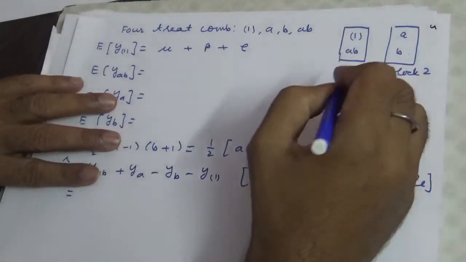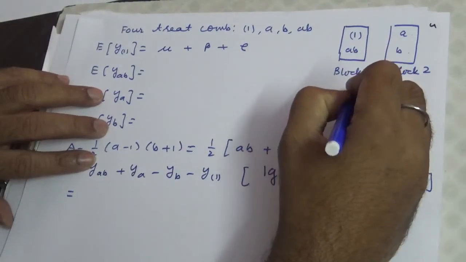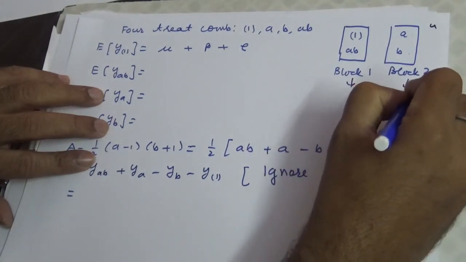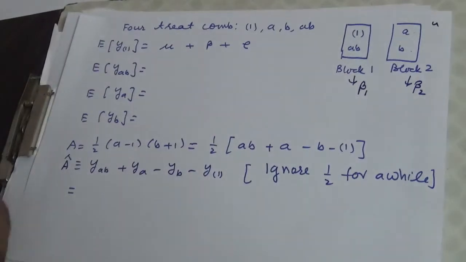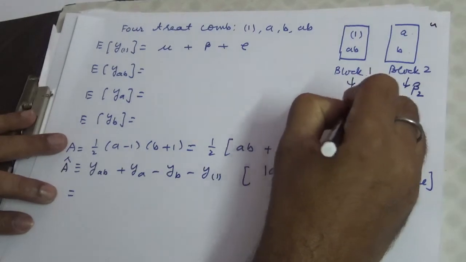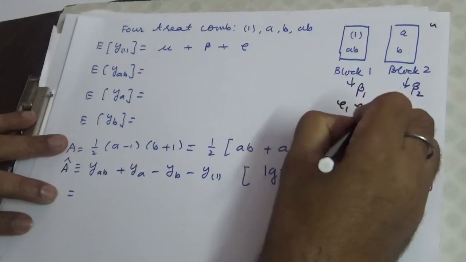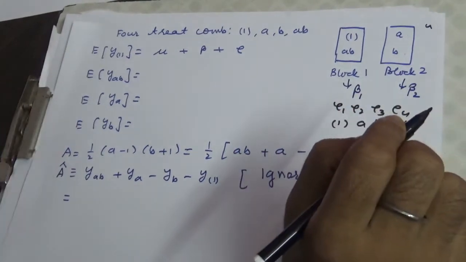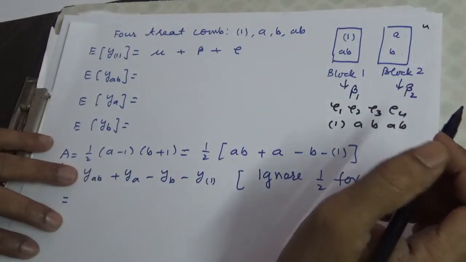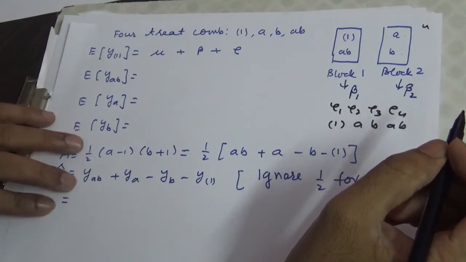So now I have got 2 blocks. Let us assume that this block 1 has block effect beta 1 and this block 2 has the block effect which is denoted by beta 2. And what are your tau 1, tau 2, tau 3, tau 4? These are your 1, A, B and AB. Okay. Now I try to write down the linear model, that is our two-way ANOVA model for this setup.